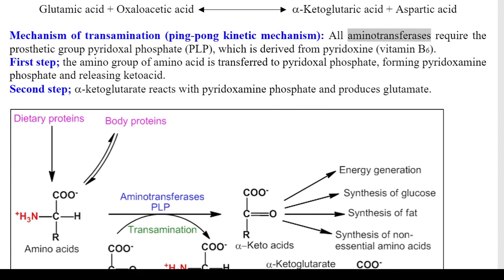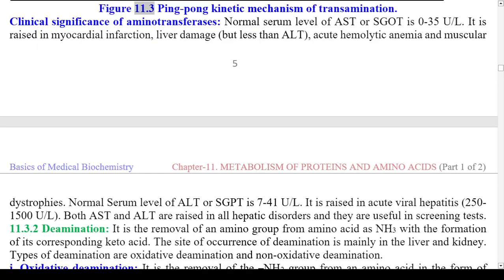All aminotransferases require the prosthetic group pyridoxal phosphate, PLP, which is derived from pyridoxine, vitamin B6. First step, the amino group of the amino acid is transferred to pyridoxal phosphate, forming pyridoxamine phosphate and releasing a keto acid. Second step, ketoglutarate reacts with pyridoxamine phosphate and produces glutamate. Figure 11.3: Ping-pong kinetic mechanism of transamination.